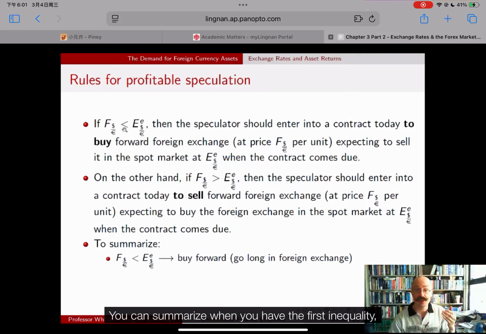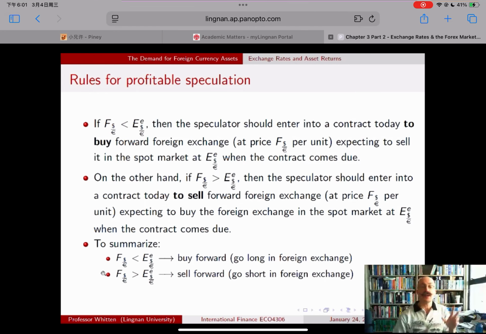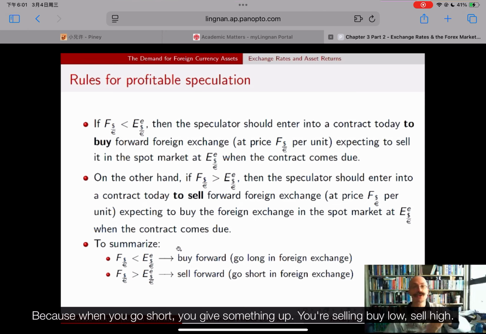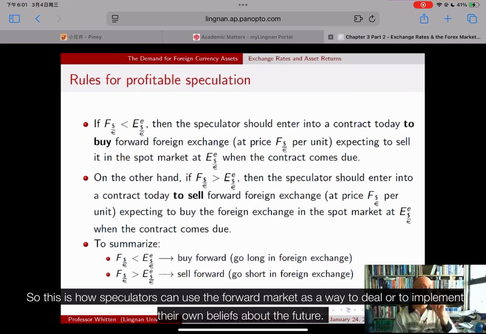You can summarize. When you have the first inequality, where you think that the forward market underprices foreign currency, you go long in foreign exchange. If you think the forward market overprices foreign currency, you go short. Because when you go short, you give something up, you're selling. Buy low, sell high. So this is how speculators can use the forward market to implement their own beliefs about the future.